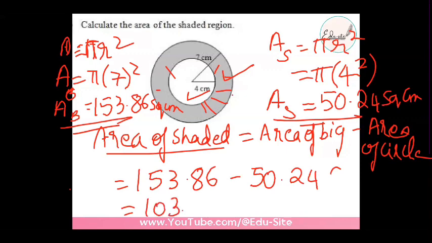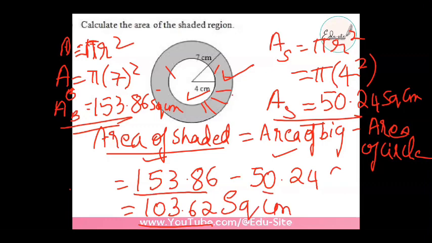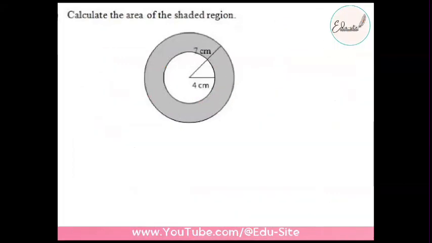You have to subtract the smaller quantity from the larger quantity, otherwise you'll get a negative answer. Even if you write it that way, it will seem wrong. So be sure that you're writing the bigger quantity first and the smaller quantity next. So this is the answer for the area of the shaded part, which is 103.62. You have a similar problem in your worksheet, so solve that, inshallah.